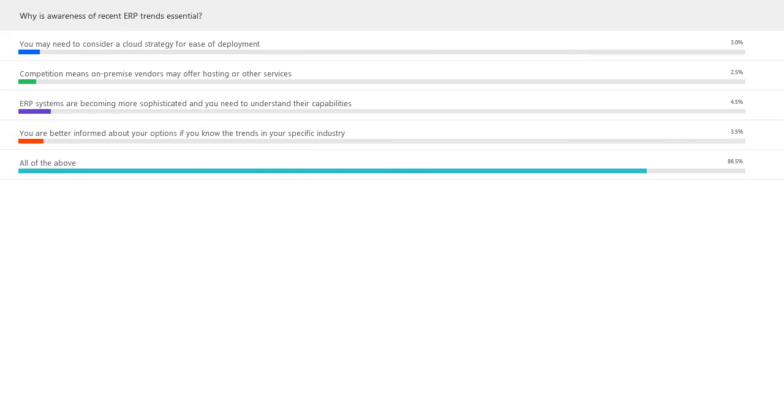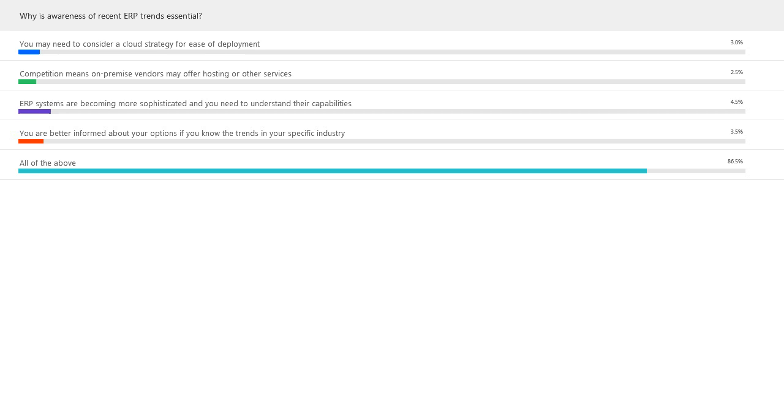We see here that 3% think need to consider a cloud strategy for ease of deployment. 2.5% think competition means on-premise vendor may offer hosting services. 4.5% think the systems are more sophisticated, and need to understand their capability. 3.5% says you're better informed when you know your system. And the correct answer to this is all of the above. And I can see 86.5% of us got that right.